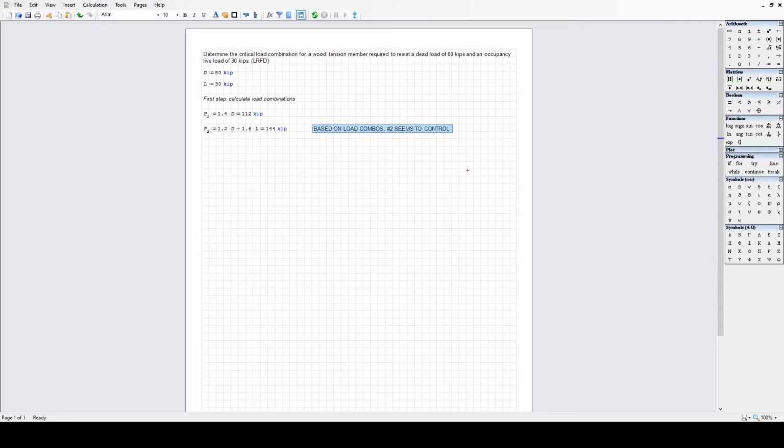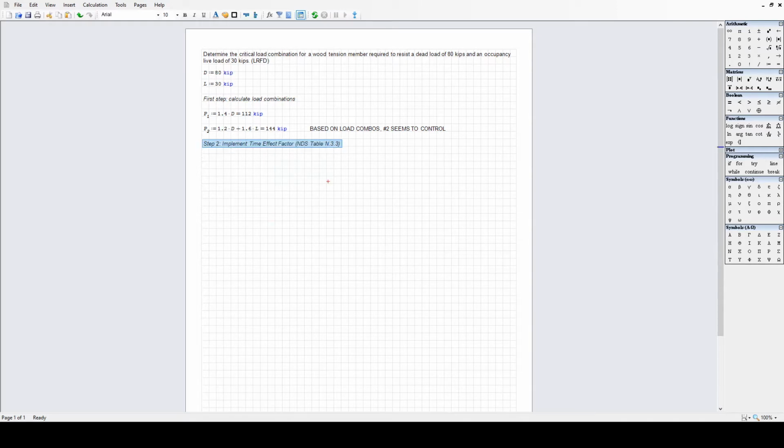Let's see what happens though when we consider the time effect factor. I've managed to describe it without using the word factor twice. Okay, so step 2: implement the time effect factor. And it's always good to put a reference, and this is NDS Table N3.3.